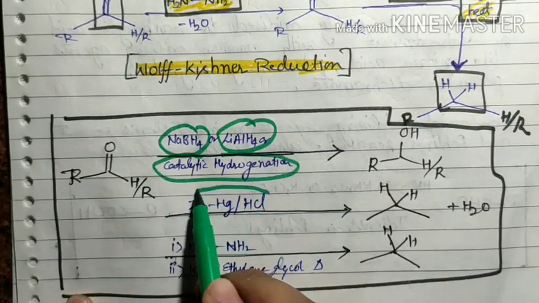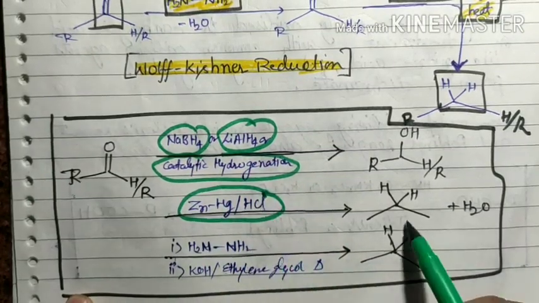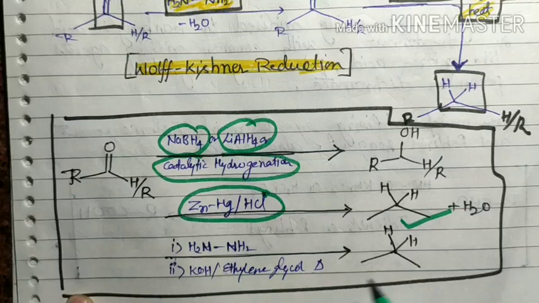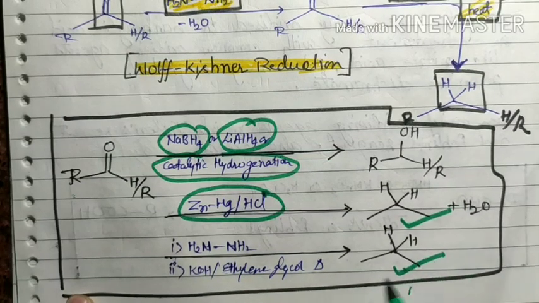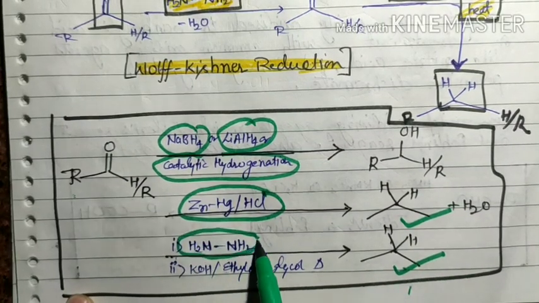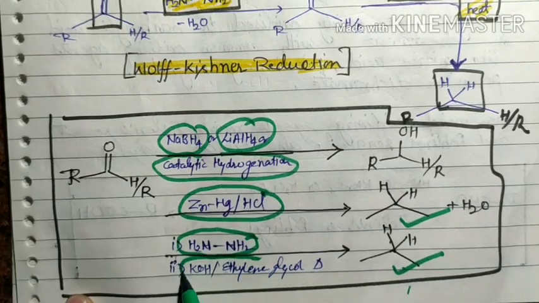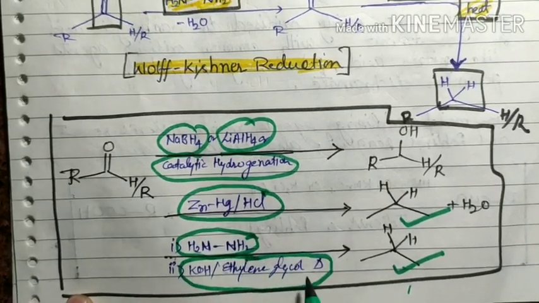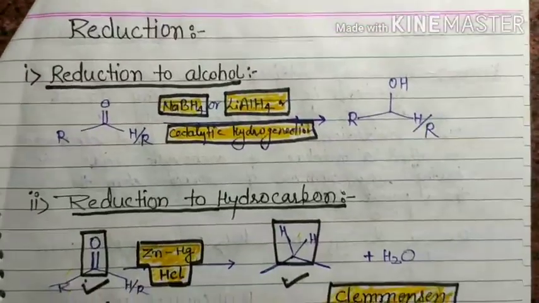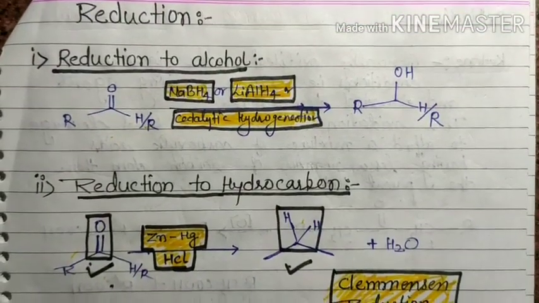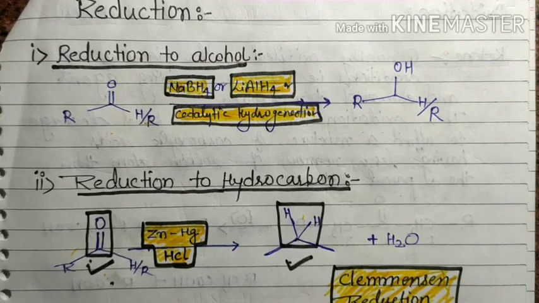The second one is ZnHg/HCl, that is the Clemmensen reduction, and the other is the Wolff-Kishner reduction. The product is the same but the reagents differ: the first step is hydrazine and the second step is KOH, ethylene glycol, and heat. So this is the sum up of all the above. Reduction of aldehyde or ketone to alcohol and reduction to the hydrocarbon is completed here.